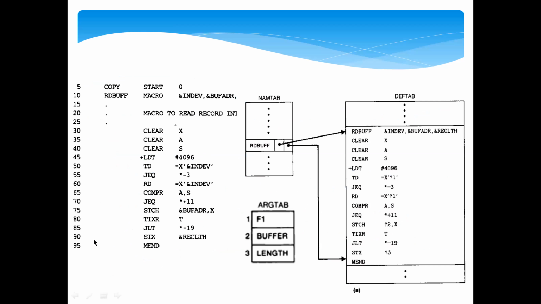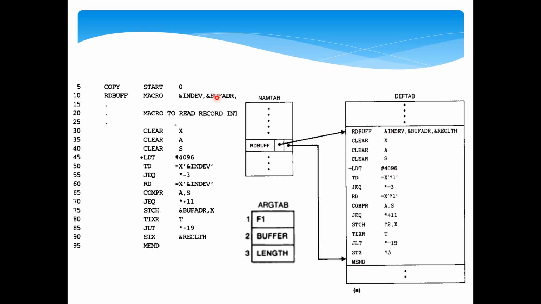Let us visualize this with this example. So you have NAMTAB, ARGTAB, and DEFTAB. Here you can see the definition table stores the prototype. Here the macro is RDBUFF. RDBUFF is the name of the macro, and this is the macro body. So your definition table stores the prototype. See, this is the prototype.